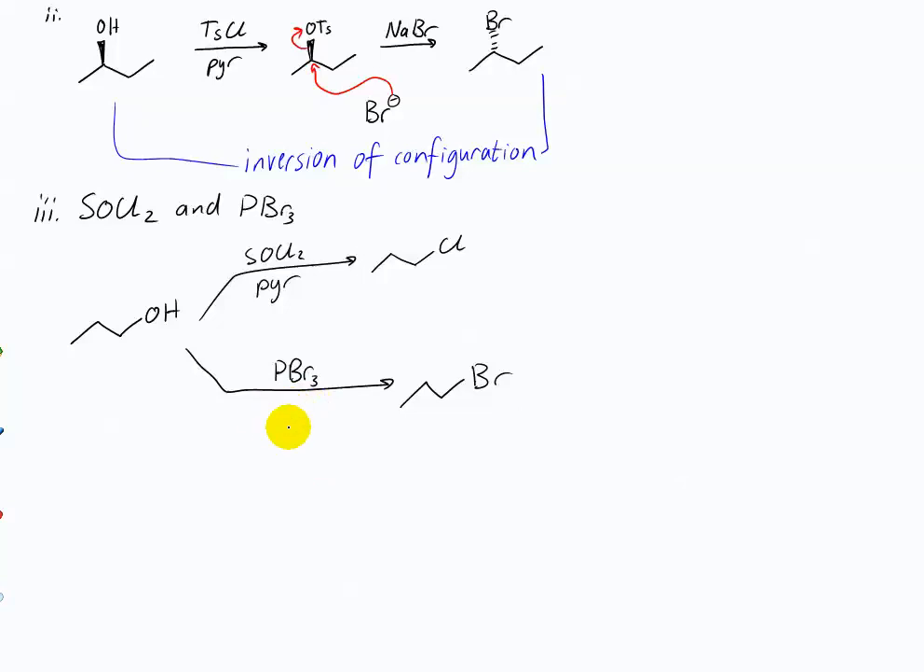Oops, they don't have pyridine used in this case. So I would put a little star here or something. This is probably the most effective way to do this. Right, if you're going to replace alcohols with halogens, this is the type of chemistry that you want to do. These are both SN2 processes, which has some stereochemical consequences.